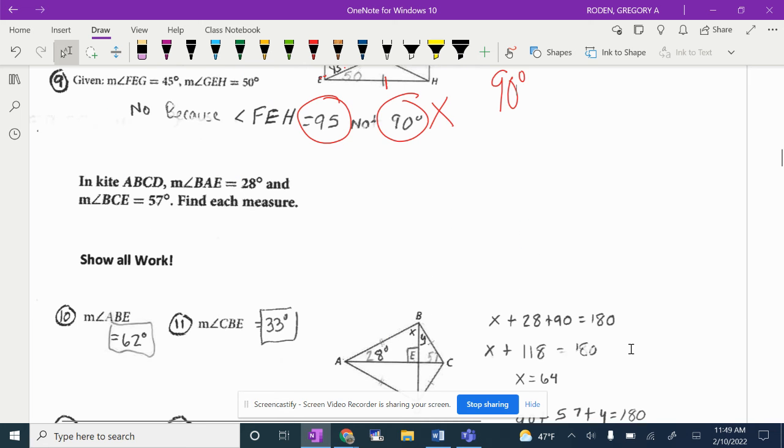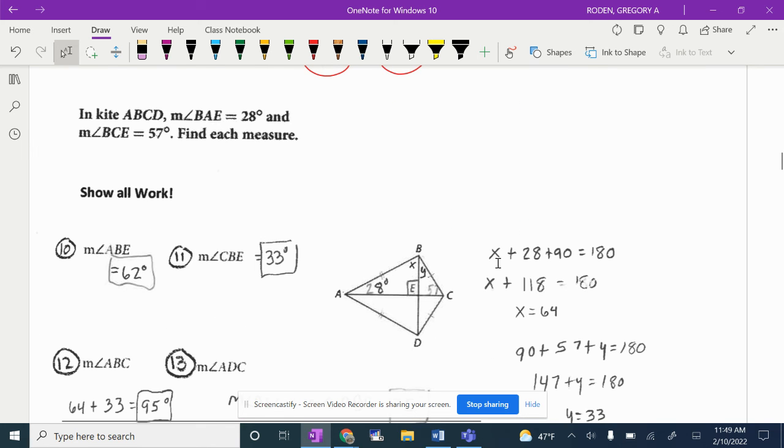All right. In a kite, we've got all this good stuff. So let's see what we have here. We know that BAE is 28, so we put the 28 right there. BCE is 57, which is right here. And we want to find each. What is the measure of ABE? ABE. Well, to find that measure, we have to know one thing.